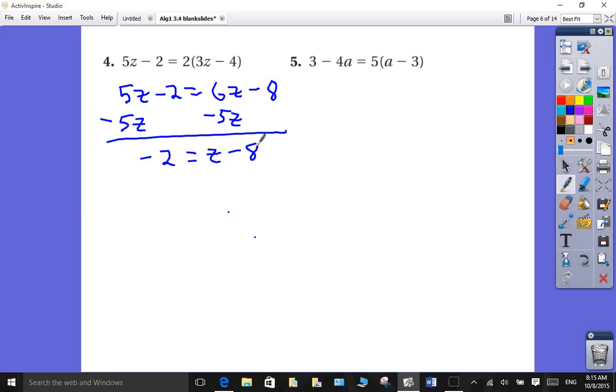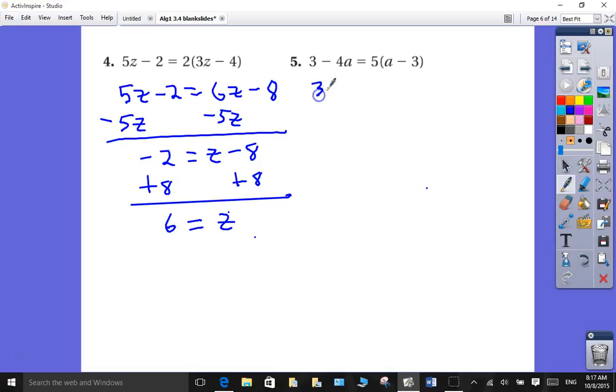And now we've just got a one-step equation. Plus 8, plus 8. 6 equals Z. So try the number 5 one. 2? Let me see. 3 minus 4 times 2 would be 3 minus 8, negative 5. 2 minus 3 is negative 1. 5 times negative 1 is negative 5. So it checks.